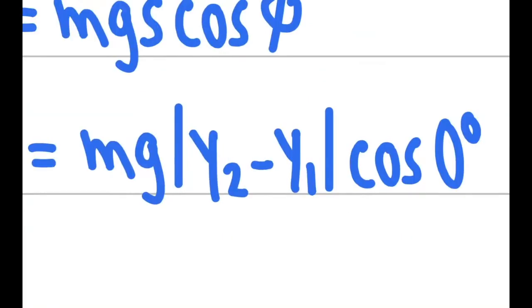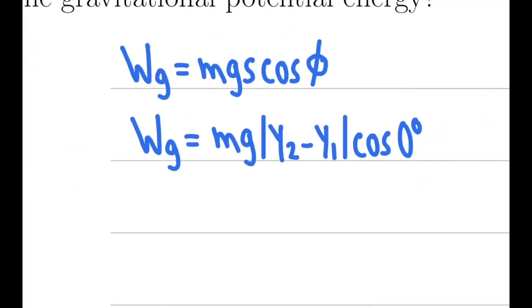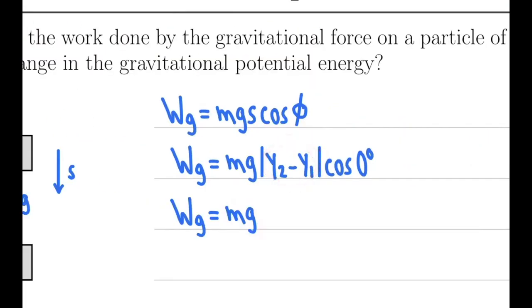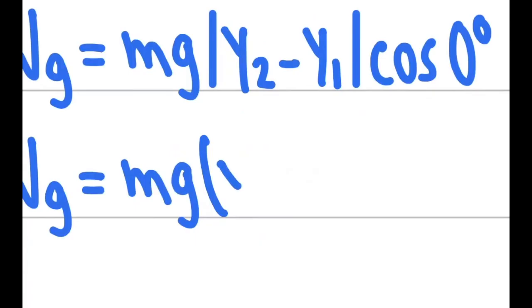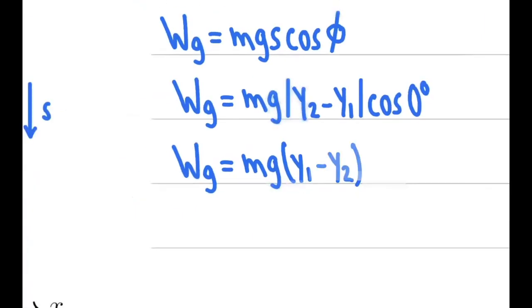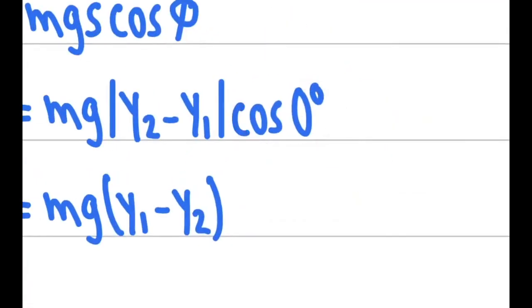All right. Anyway, so I'm going to put absolute value because it's magnitude and it has to be positive. Okay, so the absolute value of y2 minus y1, that's just y1 minus y2, right? Because y1 is greater than y2, so this will be positive. Yeah. And cosine of 0 degrees is 1.